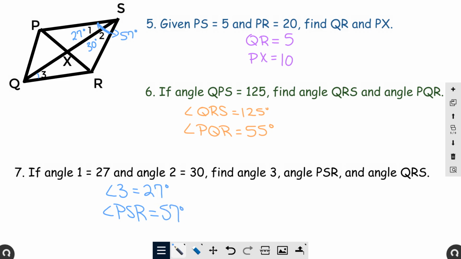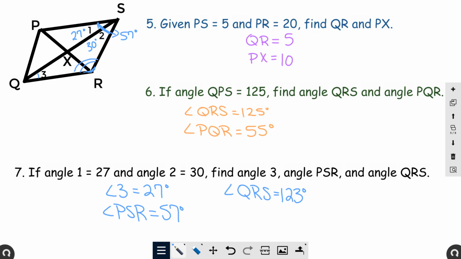And the last thing this problem asks us for is angle QRS. QRS is this angle. Well, what do we know about this angle? It's supplementary to angle S, so we subtract it from 180. So what's 180 minus 57? 123. Very good.